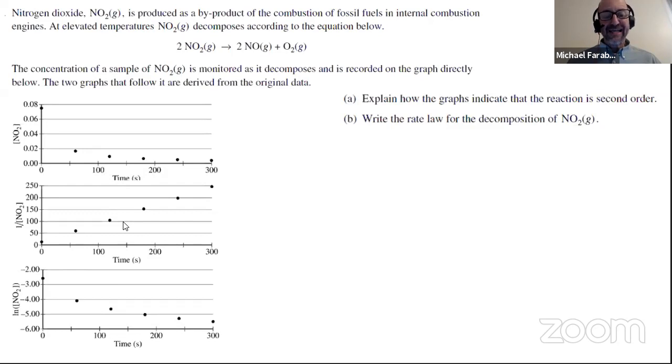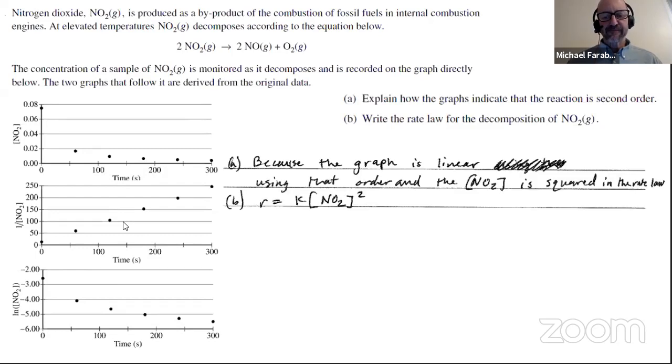The question is not asking you to determine if it's first order, second order, or 0 order. It's actually telling you it's second order, but it says explain how the graphs indicate that, and then go ahead and write the rate law. So here we have the student answer, and then I will reveal the official answer in just a moment.